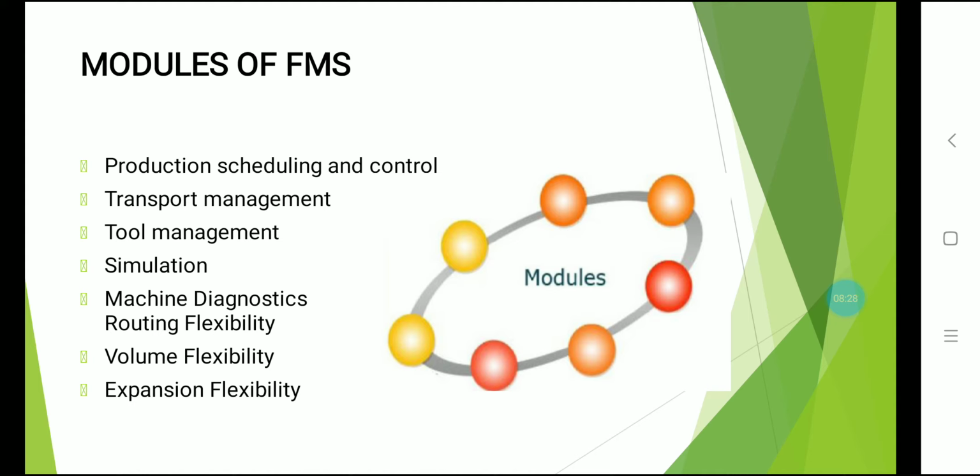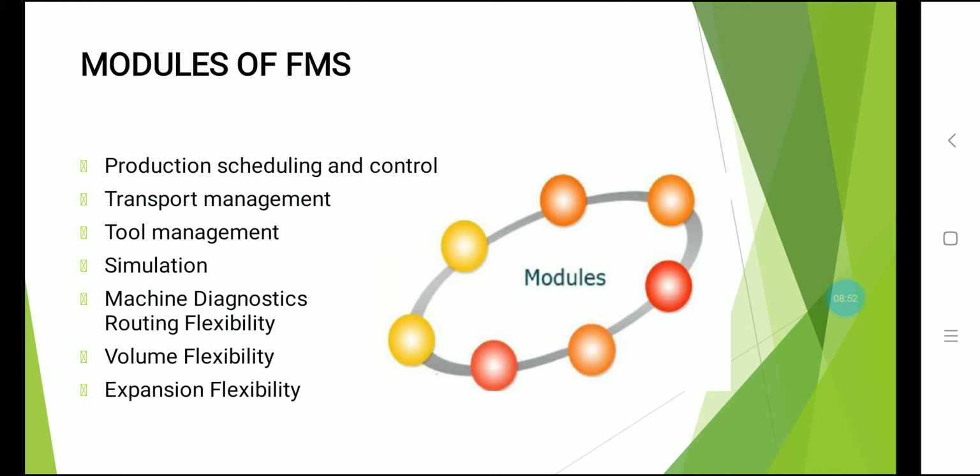Next is tool management. Tool management, what does it mean? It is the arrangement of the products. It is the availability of the right tool at the right time, in the right conditions, at the right place, as products are moved from one place to another.